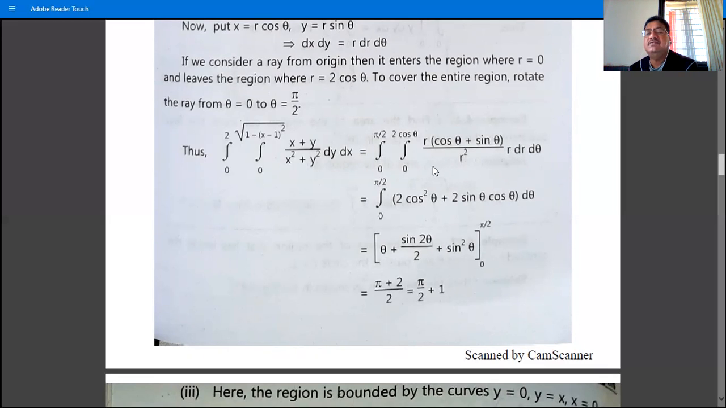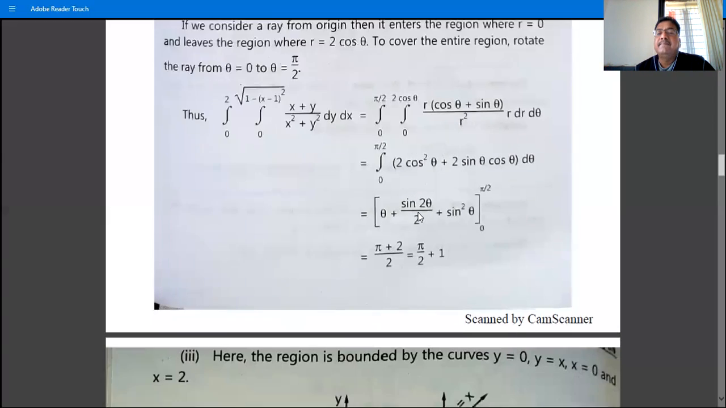The integrand has 1 by r, and r into r is r square divided by r square is 1, so it is just cos theta plus sin theta. The integration is with respect to r, which means cos theta is constant, so its integration is cos theta into r, and the integration of sin theta is sin theta into r. If we substitute r as 2 cos theta, we have 2 cos square theta plus 2 sin theta cos theta, minus the value when we substitute r as 0, which gives 0 for the lower limit.